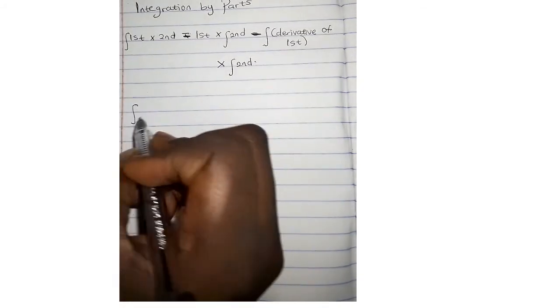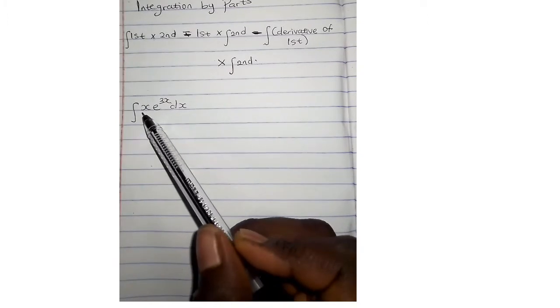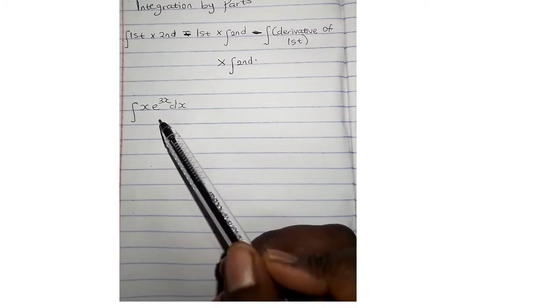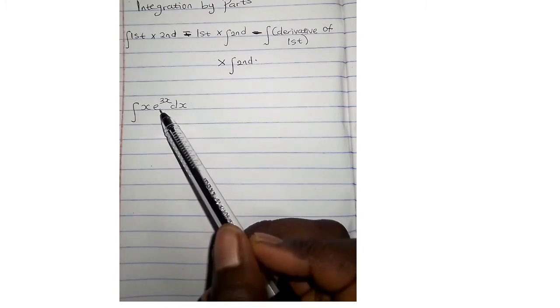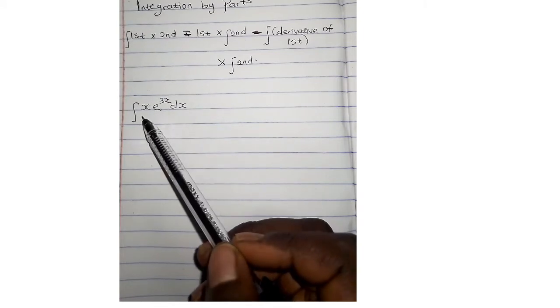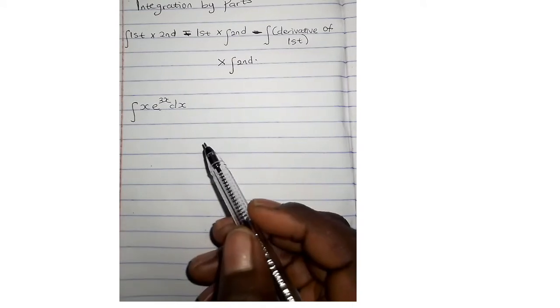Given the integral of x exponential 3x dx, let's use this formula. It says we should write down the integral of the first and the second. Looking at x and exponential 3x, these are two functions. Integration by parts simply means integrating the product of two functions, and this is exactly a product of two functions. The easier function to differentiate here is x, so we take x to be the first function and exponential 3x to be the second function.